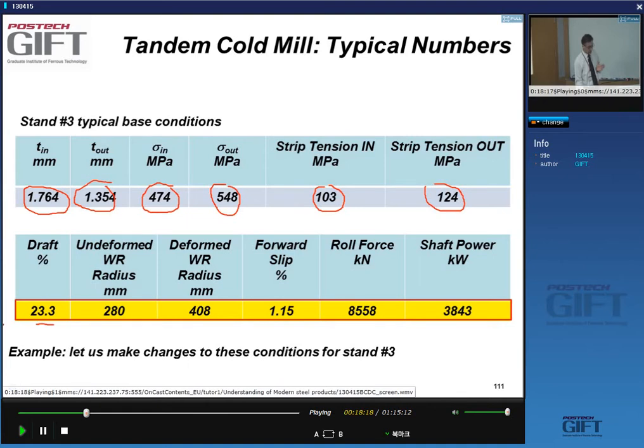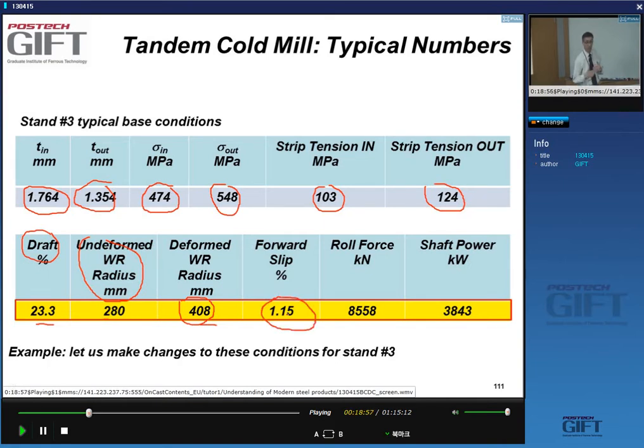A reduction, very often in technology, you don't say reduction, you say draft. And they don't mean beer, draft beer, okay? They just mean reduction. But who knows where the word comes from. And this is really interesting. Look, for instance, here. The undeformed work roll diameter is 280. The actual radius in the contact area is 408 because of the flattening, the roll flattening effect.